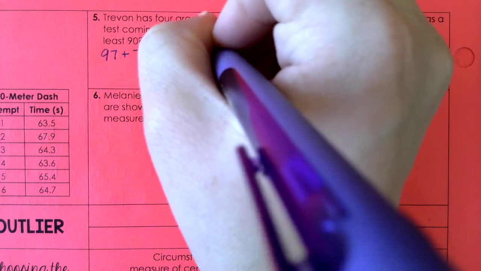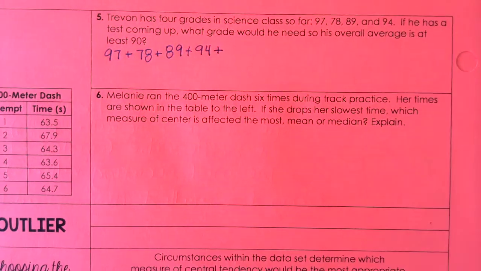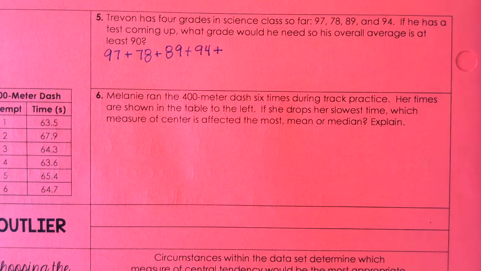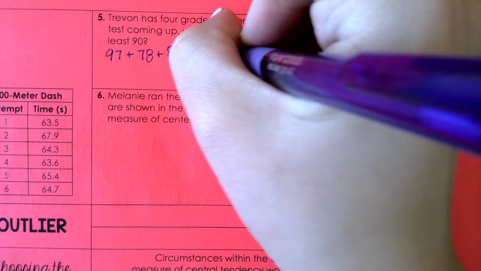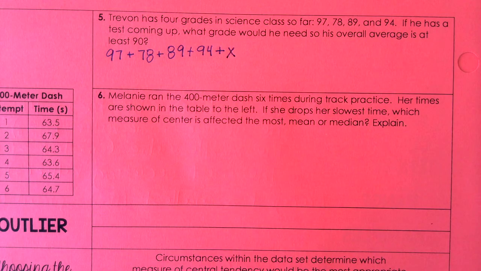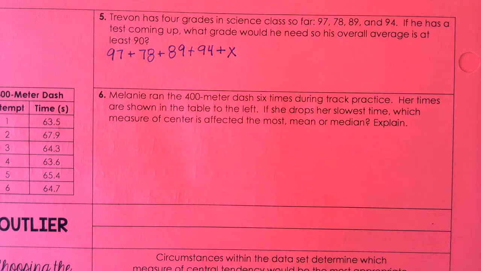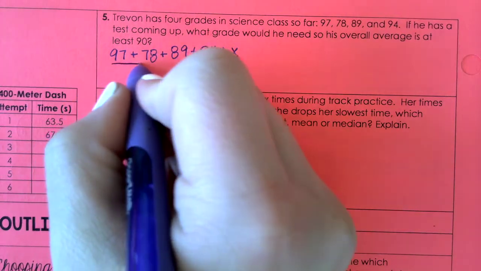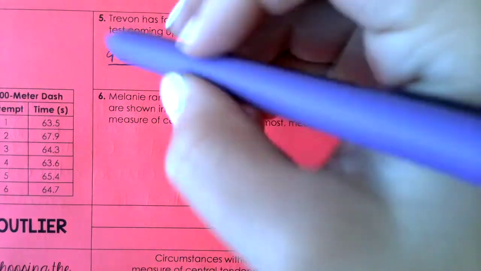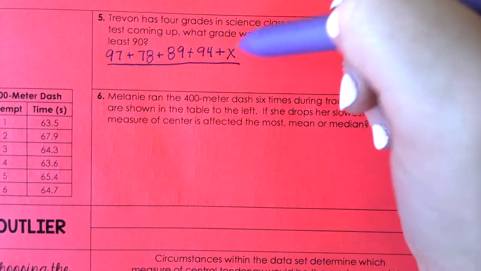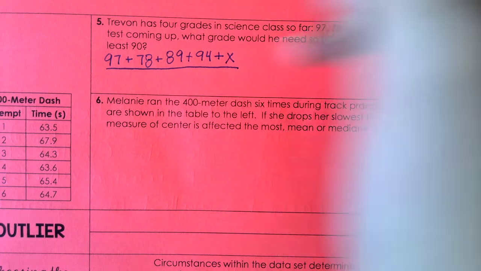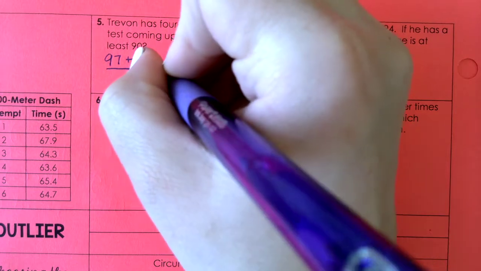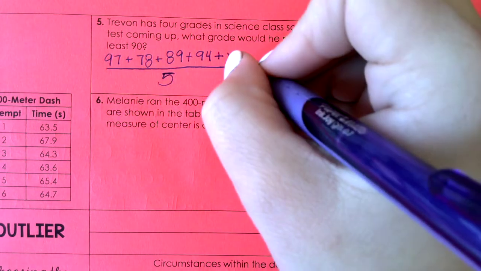But then I want to know, what is that last grade going to be? Since I don't know what it is right now, I'm going to write an X there. And then I'm going to divide it. So if he has 4 grades, but I'm adding on 1, how many would I divide that by? 5, because there's going to be 5 grades.